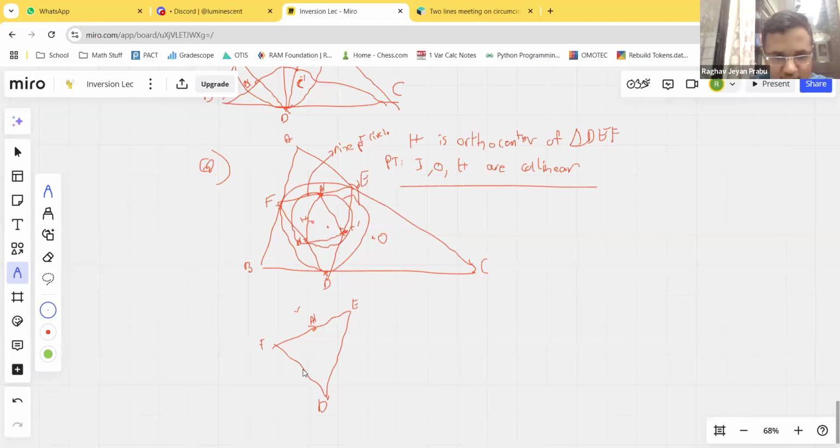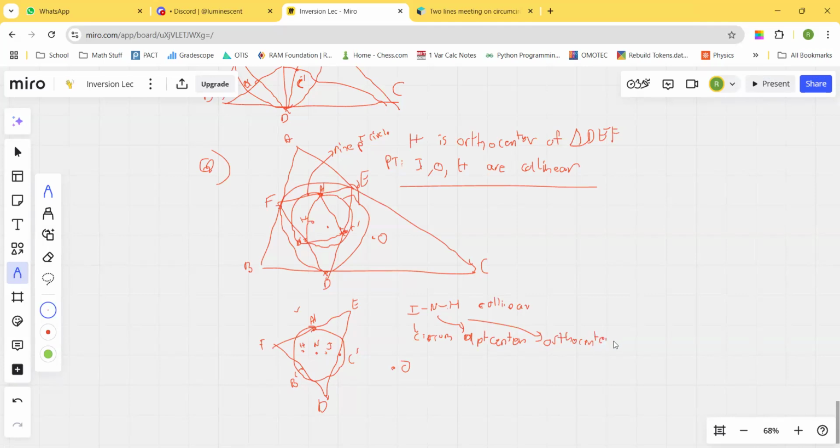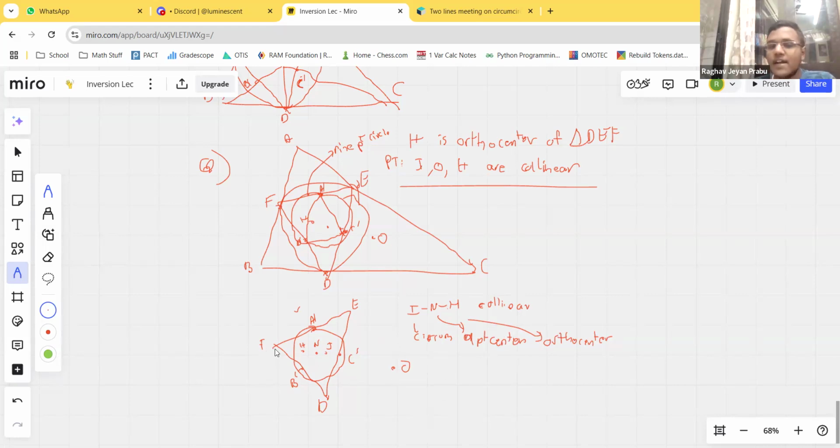So I'll just draw a slightly nicer diagram. As Bhairav said, if this is O, this is I, let's call the 9-point center N, and you have H. So it is well known that I, N, H are collinear. Why? Because I is the circumcenter, N is the 9-point center, and H is the orthocenter, which is the Euler line. So this is the Euler line of triangle DEF.